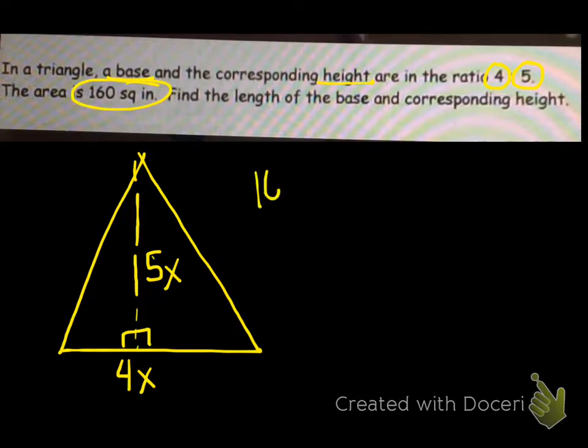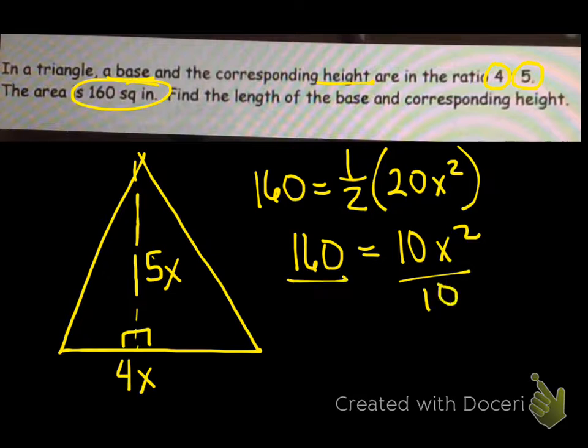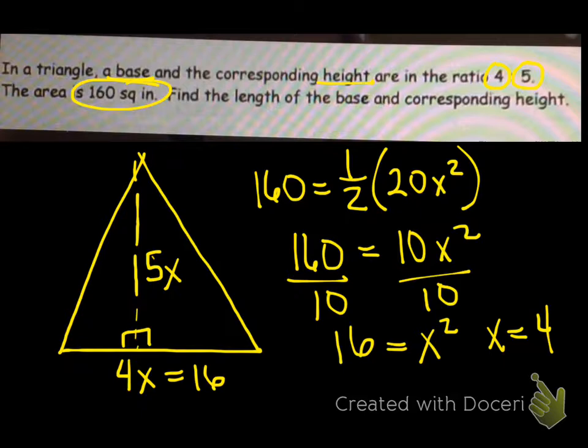So that means 160 is equal to 1/2 base times height. So 5x times 4x is 20x squared. So I get 160 is equal to 10x squared, divide by 10. So that means that x squared is equal to 16. So that means x has to be 4. So that means that this is 16 and this is 20.